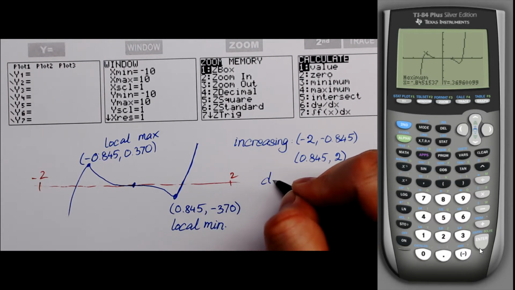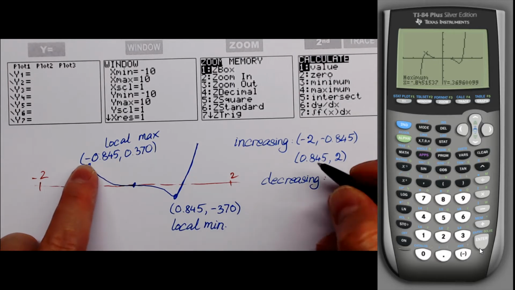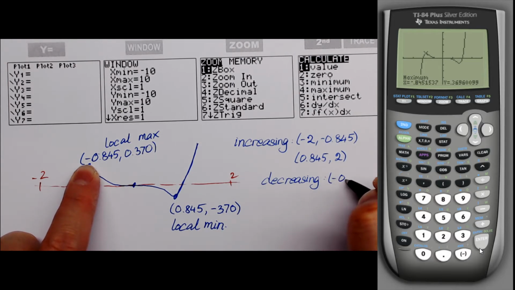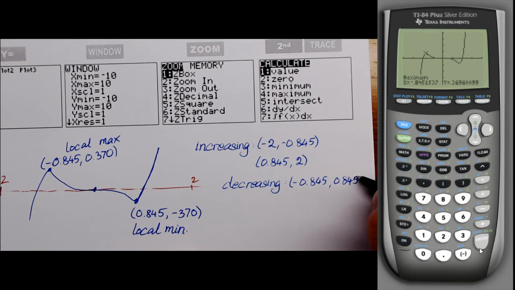And decreasing, it is in the middle, negative 0.845 to 0.845. Right. So we can find the maximum and minimum, and after that we can find where the function is increasing and where the function is decreasing.